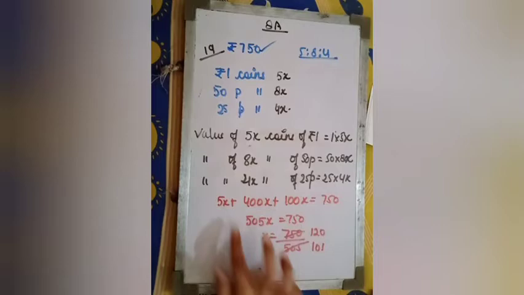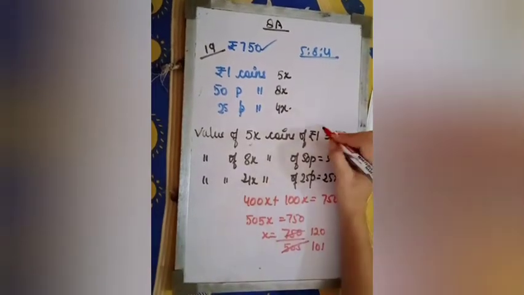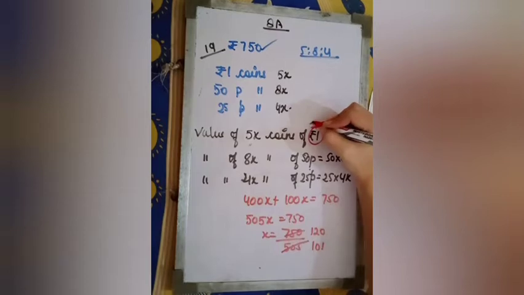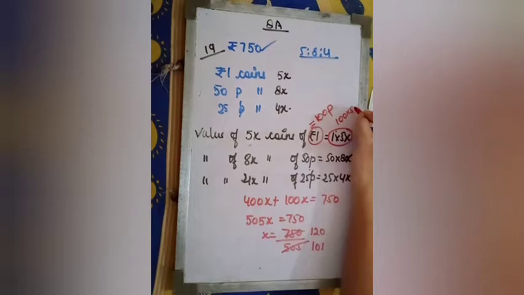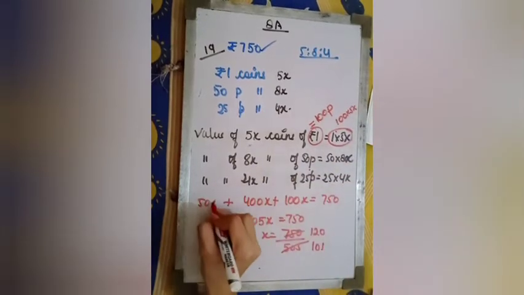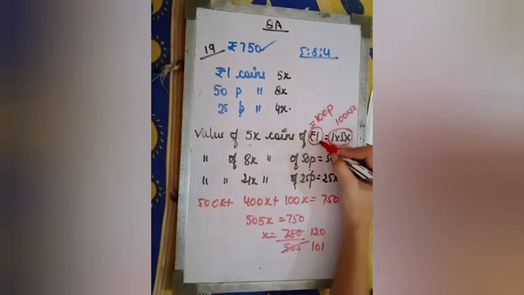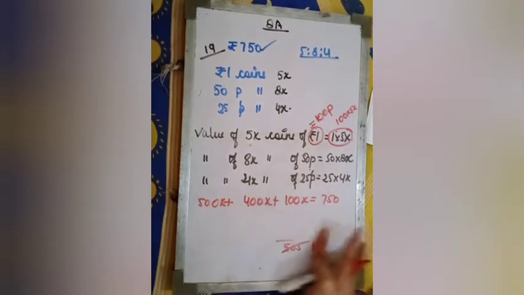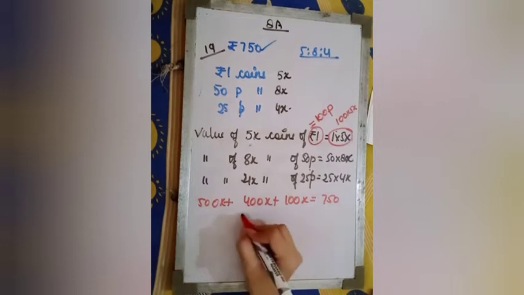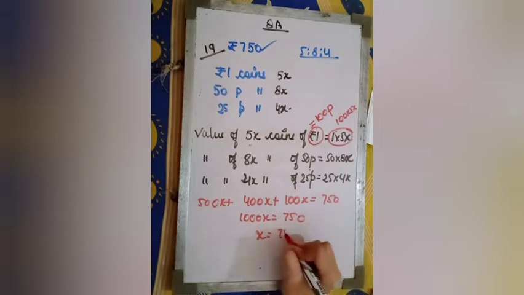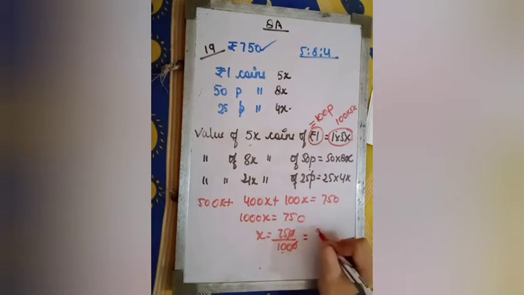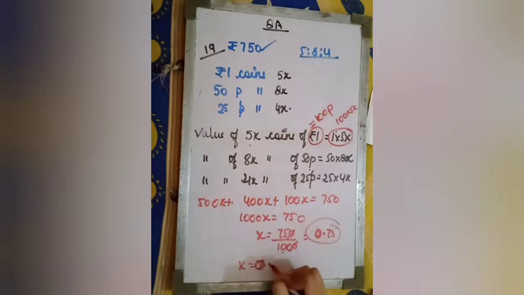Now see student, here we missed one thing. This is 1 rupee and this is in paisa, so we have to change it into 100 paisa. So the value of this will be 100 into 5x, so it will be 500x. Right, we have only changed it into paisa. Now solve it. It will be 1000x equals 750. It is 0.75. Okay, the value of x is 0.75.